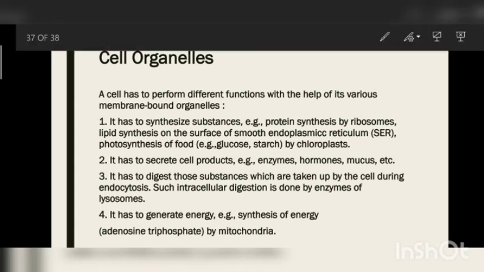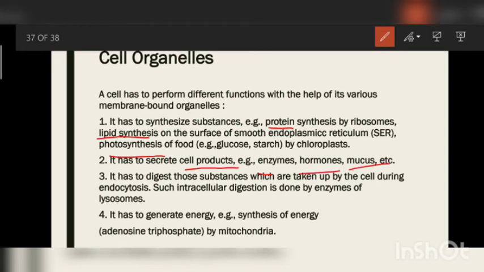So what do you mean by cell organelles? Write the functions. This question has come 2 or 3 times in your exams: what are the functions of cell organelles? The various functions of cell organelles are to synthesize many substances like protein, lipid, and photosynthesis of food, all of which are manufactured with the help of cell organelles. They secrete cell products, enzymes, hormones, mucus, and many more.